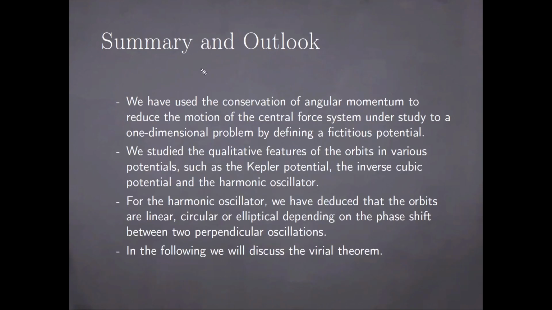So, in conclusion, we have used the conservation of angular momentum to reduce the motion of the central force system under study to a one-dimensional problem by defining a fictitious potential. We studied the qualitative features of the orbits in various potentials, such as the Kepler potential, the inverse cubic potential, and the harmonic oscillator. For the harmonic oscillator, we have deduced that the orbits are linear, circular, or elliptical, depending on the phase shift between two perpendicular oscillations. In the following, we will discuss the Virial theorem.